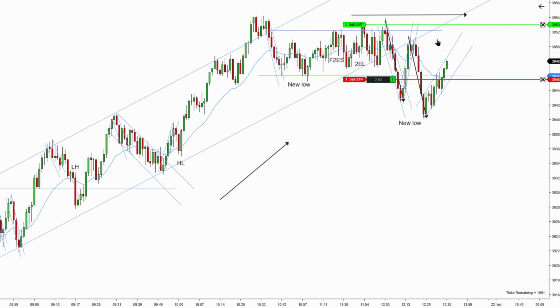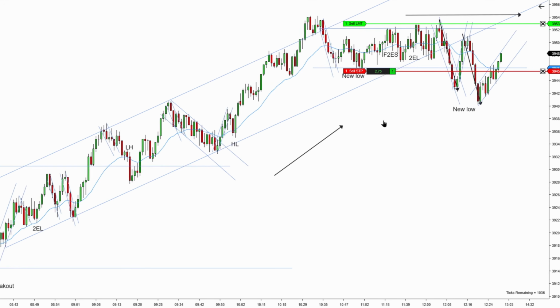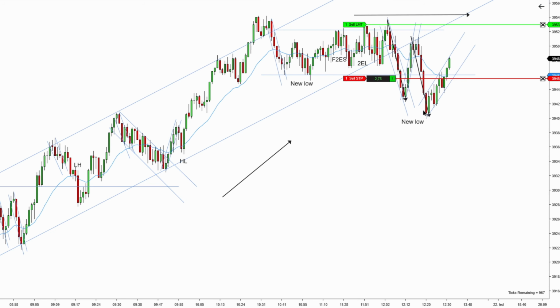So fortunately, we managed to get it. Like I said, the context is clearly bullish. New low, first entry short pullback, second entry short failure. And this was our last trade for today. It's getting quite late. I'm going to take a break.